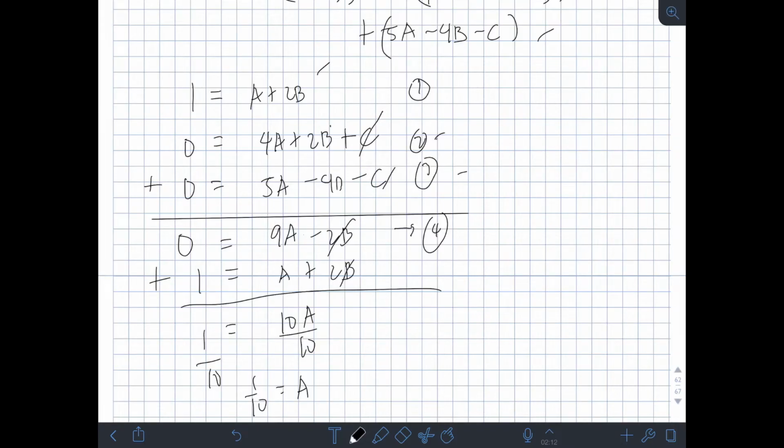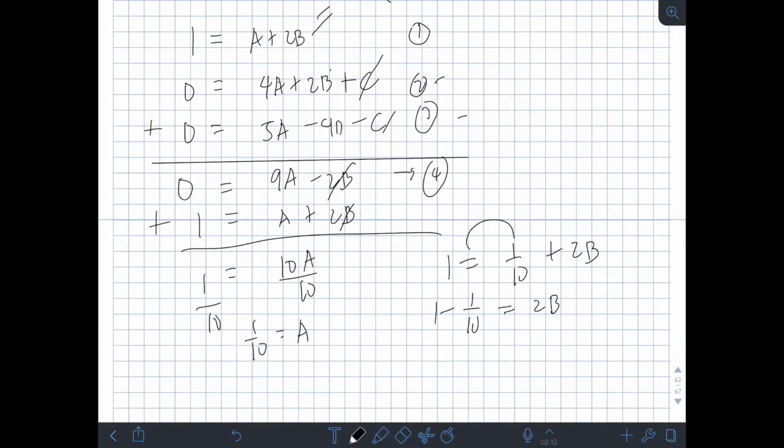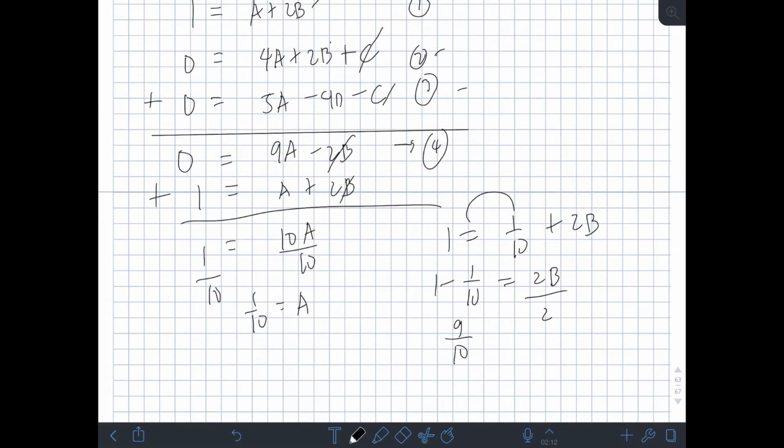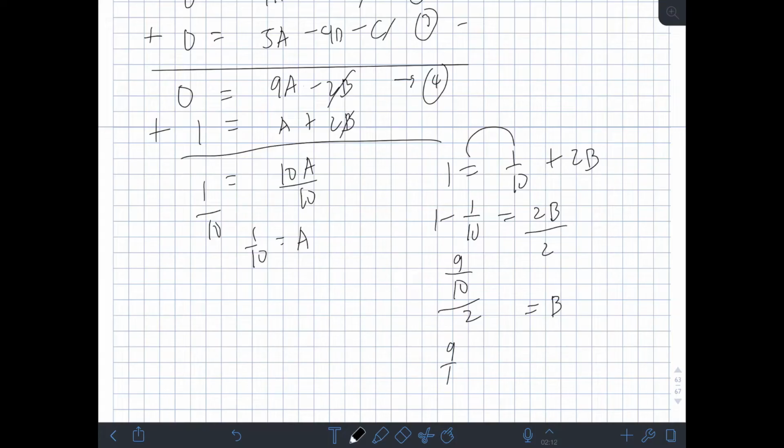Okay? Then, para ma-solve si b, gamitin natin yung equation 1. So, 1 is equal to, so a is 1 over 10, right? Plus 2b. So, 1 minus 1 over 10 equals 2b. So, 1 minus 1 over 10 is 9 over 10. Right? And then, divide both sides by 2. B is equal to 9 over 10 times 1 half or 9 over 20.